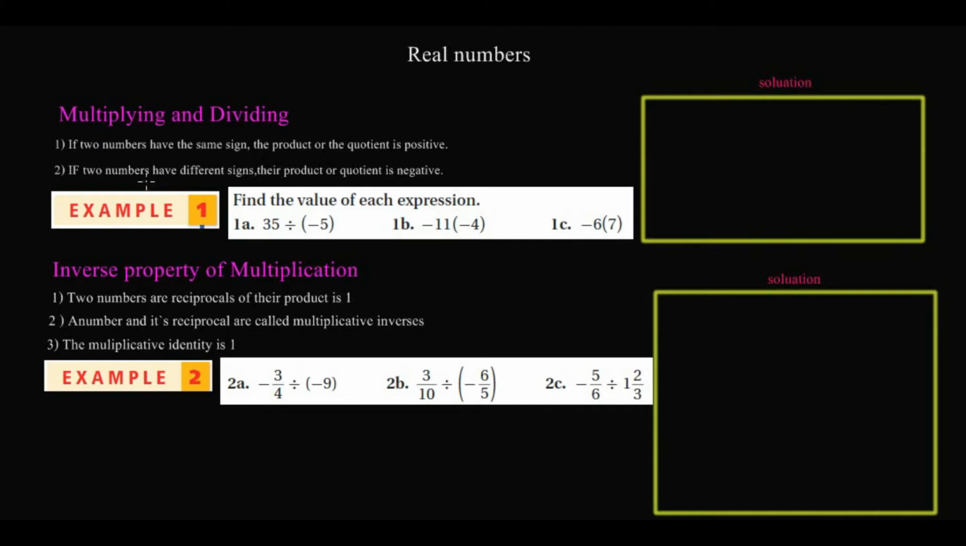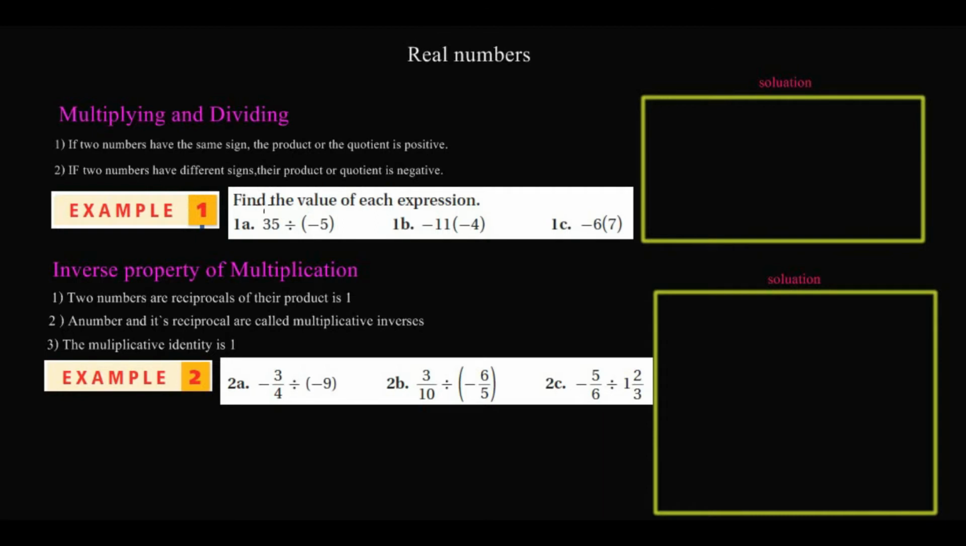And the second statement: if we have two numbers that have different signs, their product or quotient is negative. So if just one of our two numbers has a different sign, that means the product or the quotient is going to be negative. Let's take an example to understand that.